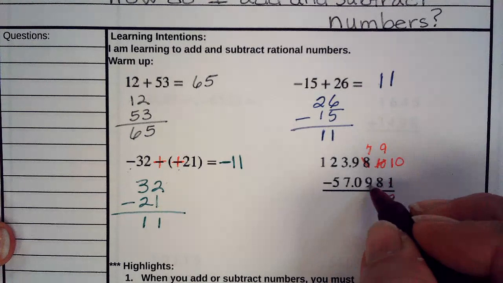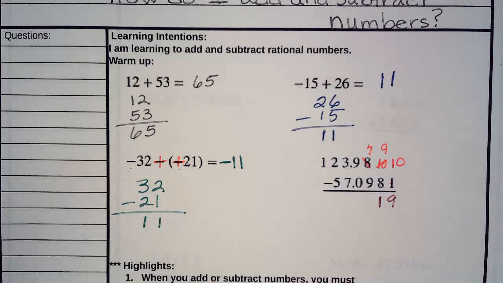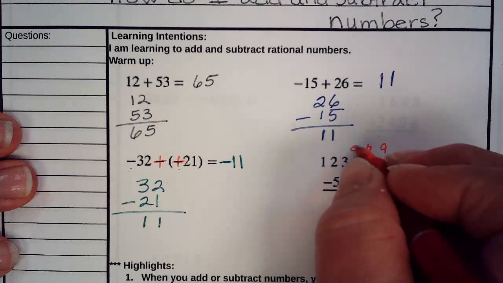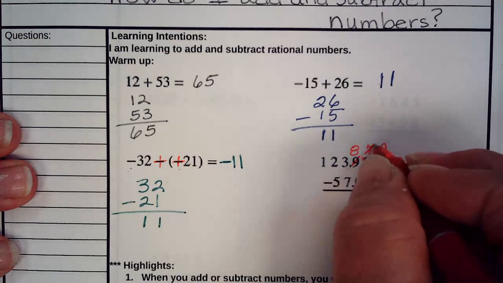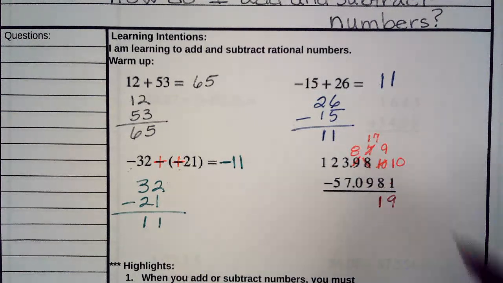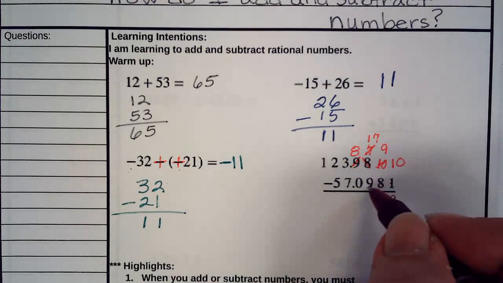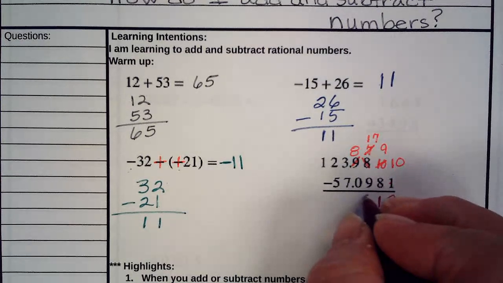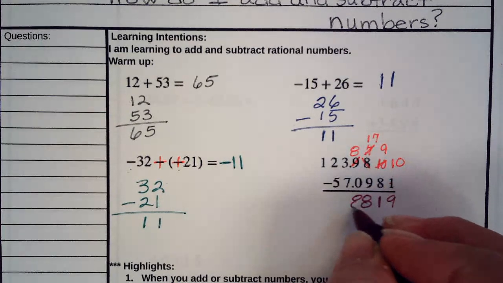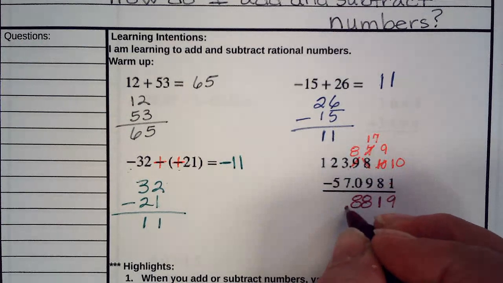7 minus 9. Ooh, I can't do that one. I've got to borrow again. From the 9, I'll borrow 1, and this will become 8. The 7 is now 17. 17 minus 9 is 8. 8 minus 0 is 8. Bring my decimal down.